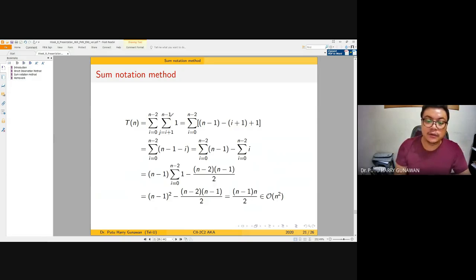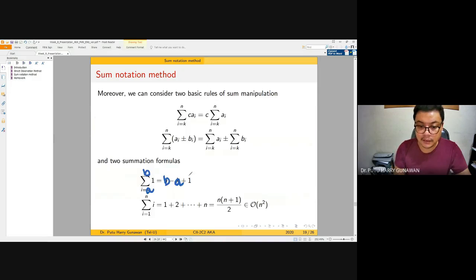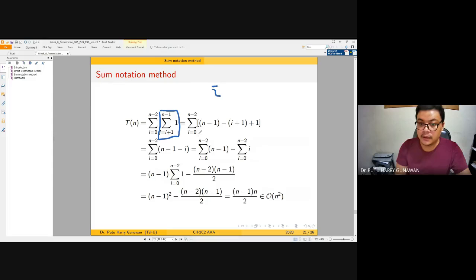So what we can do is work on the inner sum first. Remember the previous one: the sum from a to b of 1 is b minus a plus 1. In a similar way, there should be n minus 1 minus (i plus 1) plus 1. Using basic algebra, we will find the sum of i equals 0 to n minus 2 of n minus 1 minus i.